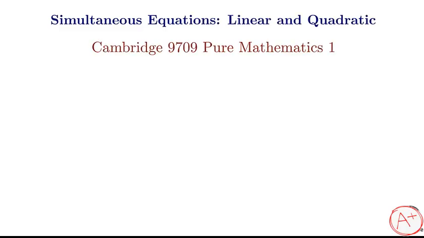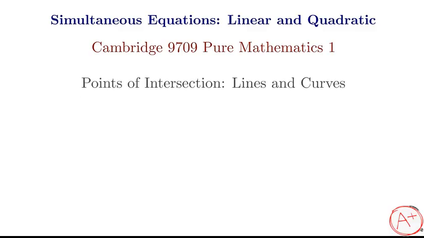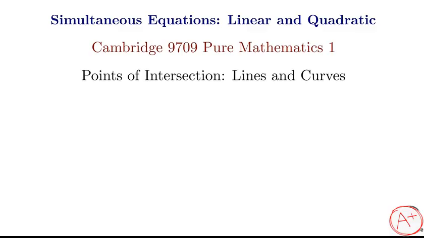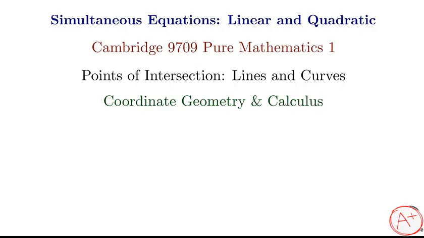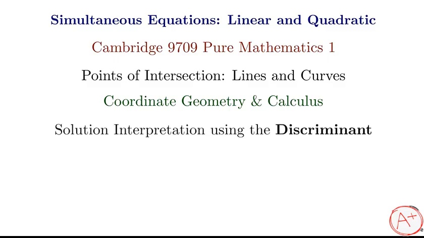In today's lesson, you will master the substitution method for solving simultaneous equations involving one linear and one quadratic equation. This is a fundamental skill for Cambridge 9709 Pure Mathematics 1, as it is the primary tool used to find the points of intersection between lines and curves, such as circles or parabolas. You will frequently encounter this in coordinate geometry and calculus questions. By the end of this session, you will be able to efficiently solve these systems and interpret the nature of their solutions using the discriminant.